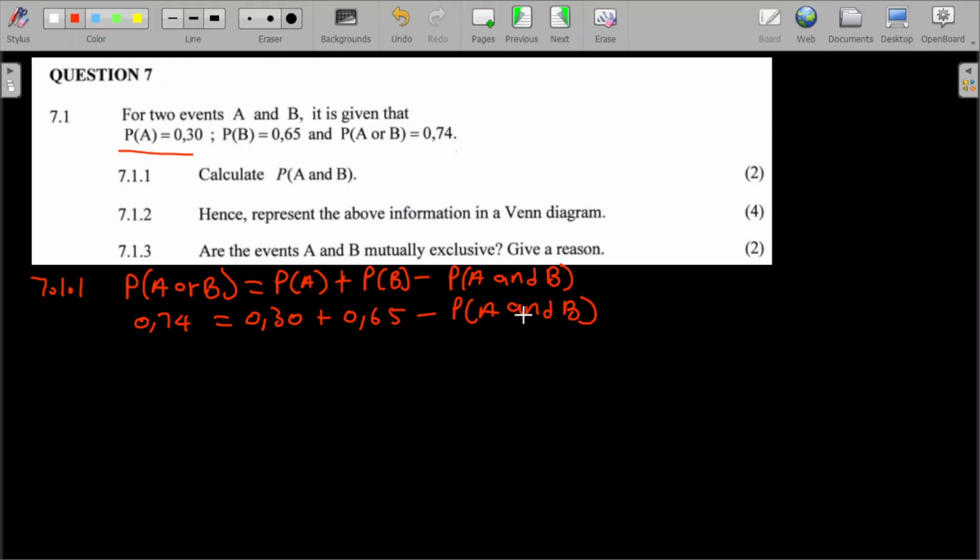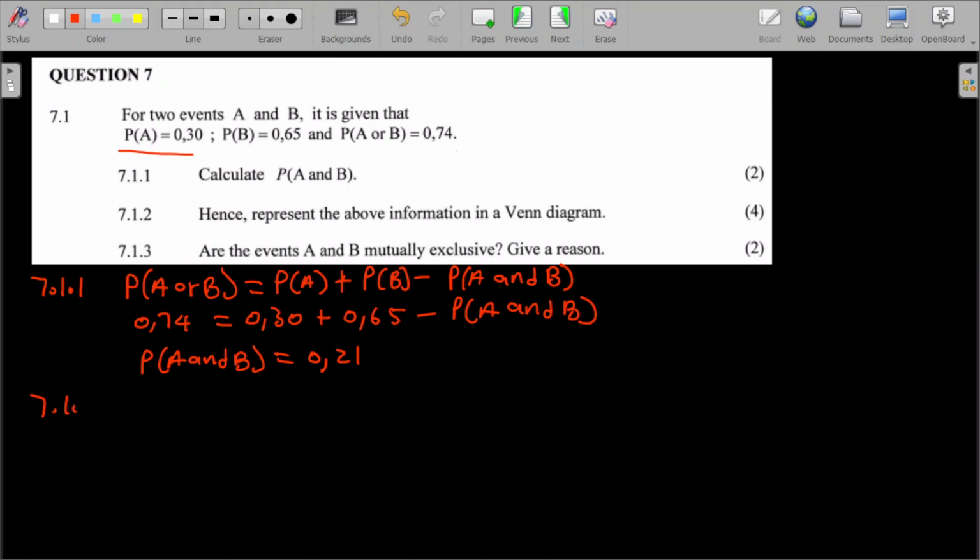Now, to find this, take these to the other side, they become positive, and take all these to the other side, and the probability of A and B becomes negative. So the probability of A and B is going to be equal to 0.21. So this is going to be my probability of A and B.